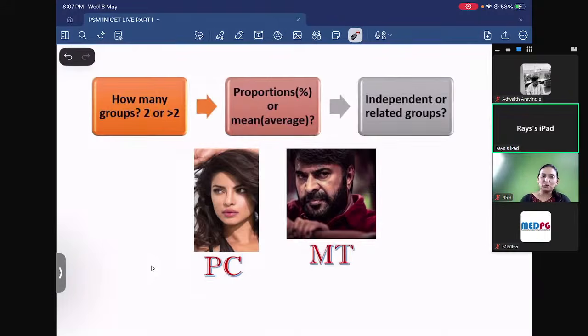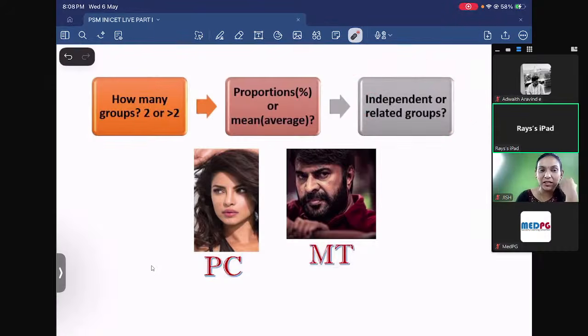Now, coming to the next superstar here, we have Mammootty or MT. MT is if you have mean or average. So if you're dealing with quantitative data or mean plus or minus standard deviation is being tested, in that case, go for T. Remember MT, T is for t-test. T-test can be paired or unpaired t-test. Again, that depends on whether groups are related or independent.